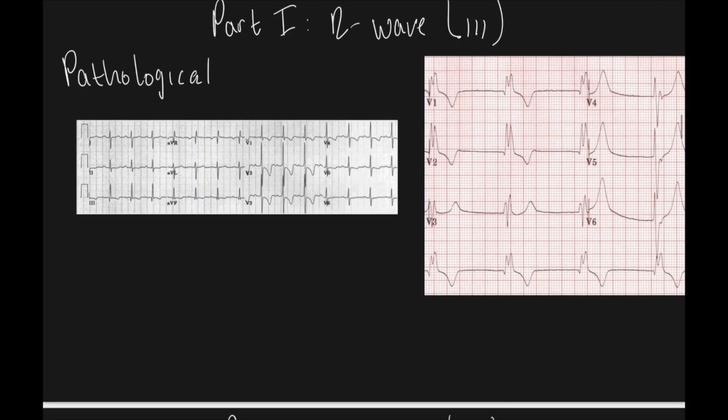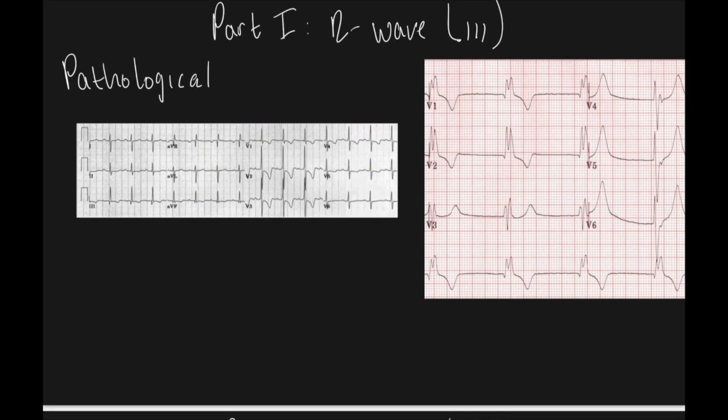One of the pathological findings is when that occurs outside of being pediatric. So a dominant R wave in V1 in an adult is a pathological finding. On the left we have that classic single pointy R wave, but on the right we have this R prime. And again, V1 really shouldn't have a dominant R wave.